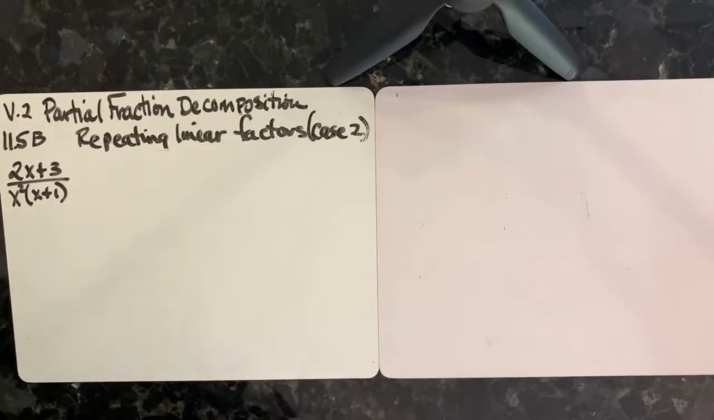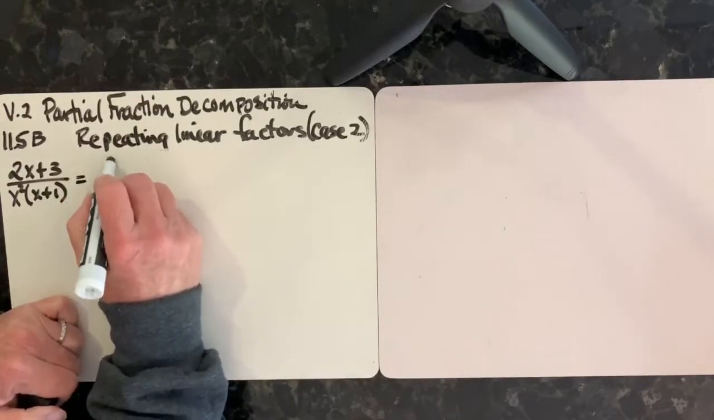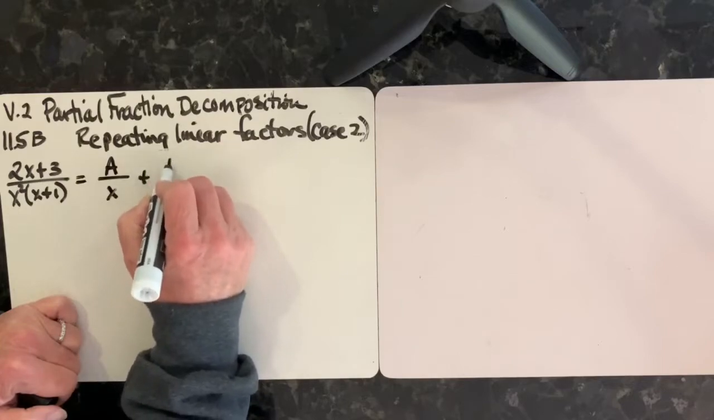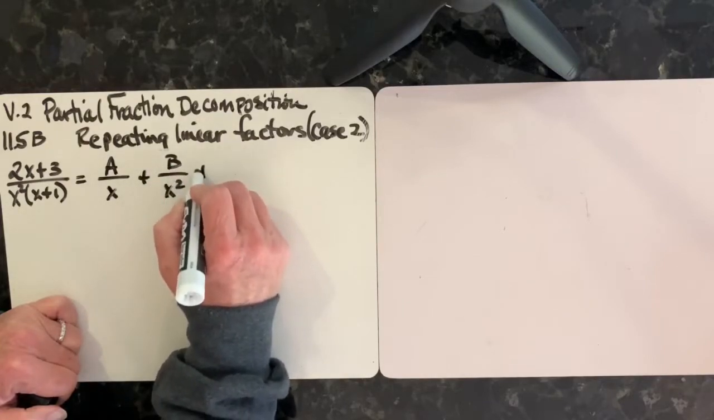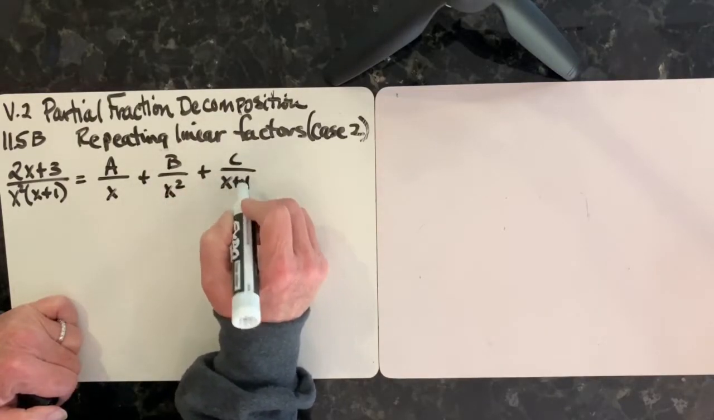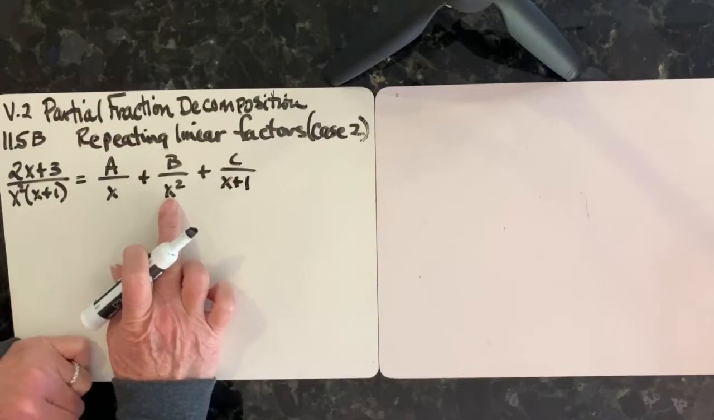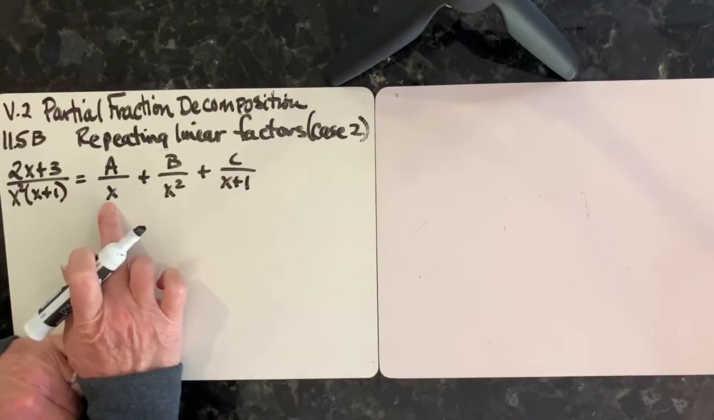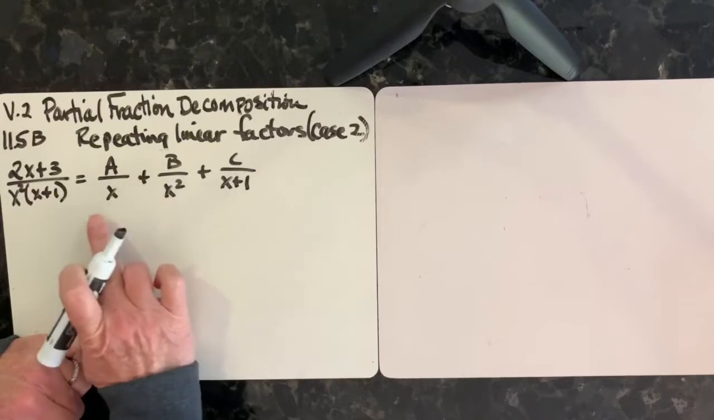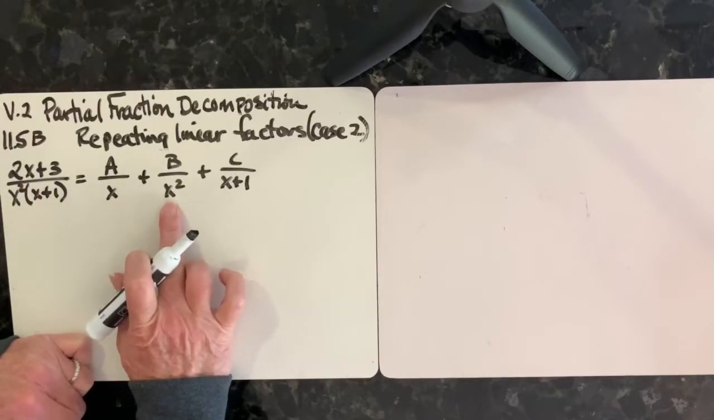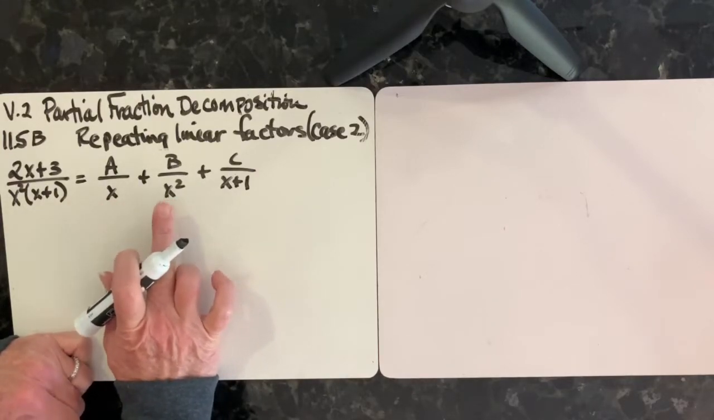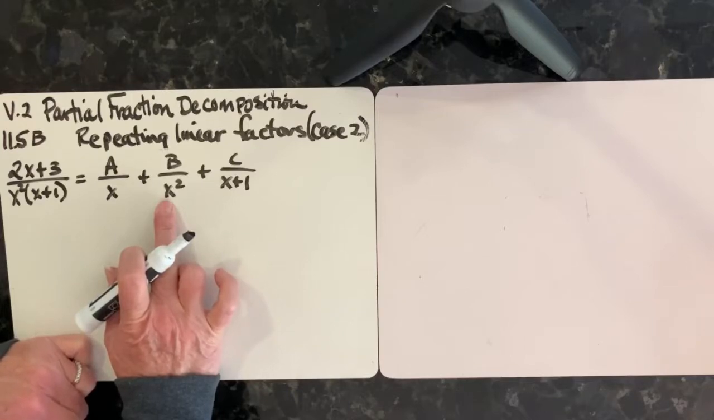So it's going to start off the same. The first thing I'm going to do is have a over x plus b over x squared plus c over x plus 1. This is your repeating linear factor. This is a repeat of that. Because this is a repeat of something linear, this does not make it a quadratic. Let me say that again. This is repeating linear, okay?